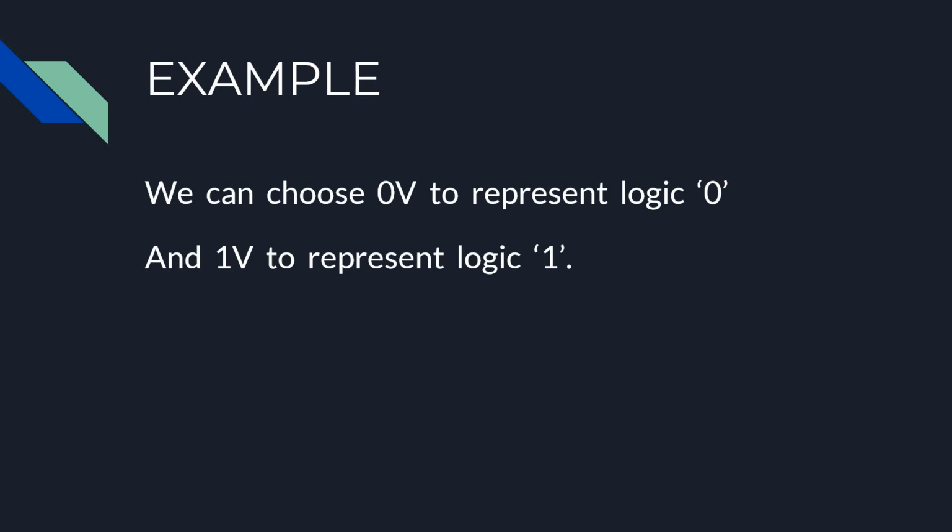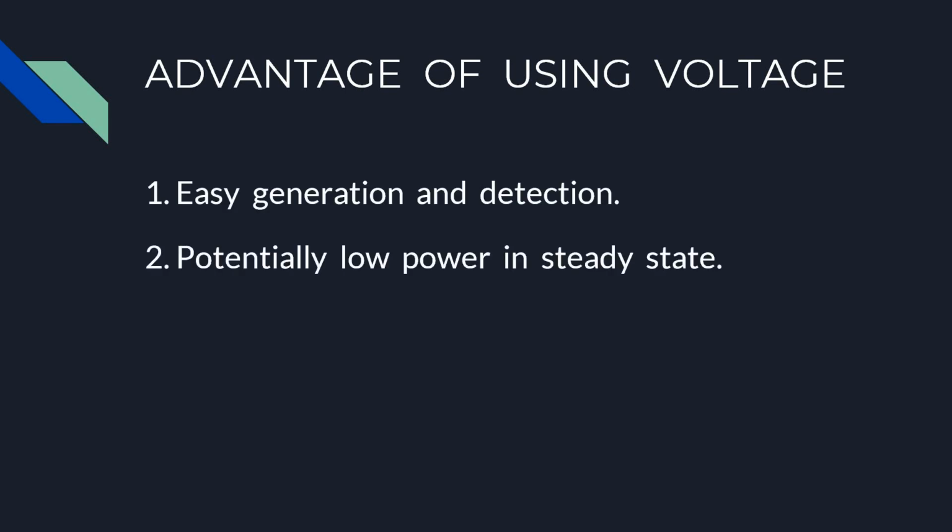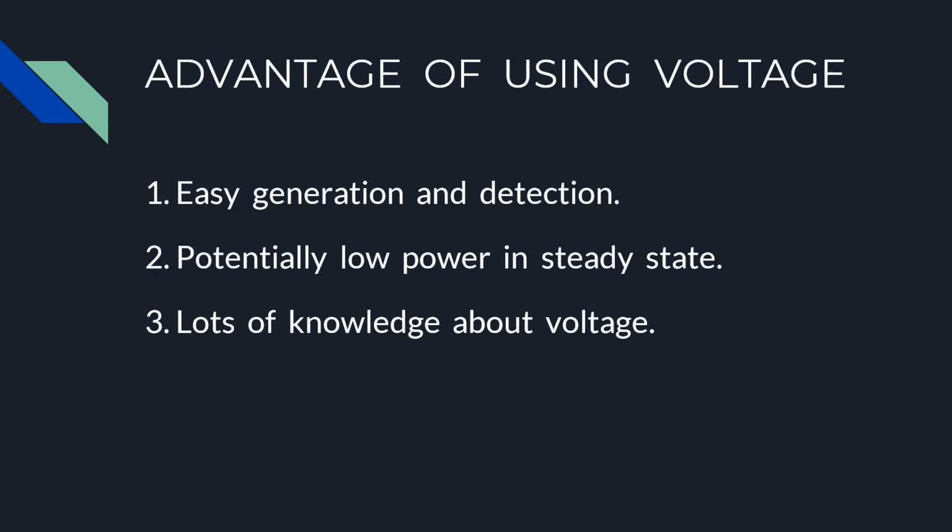Now let us see the advantages of using voltage for encoding. It is easy to generate and detect, potentially low power in steady state, that means low power dissipation at 0 volts where it is connected to ground, and there is lots of knowledge about voltage.